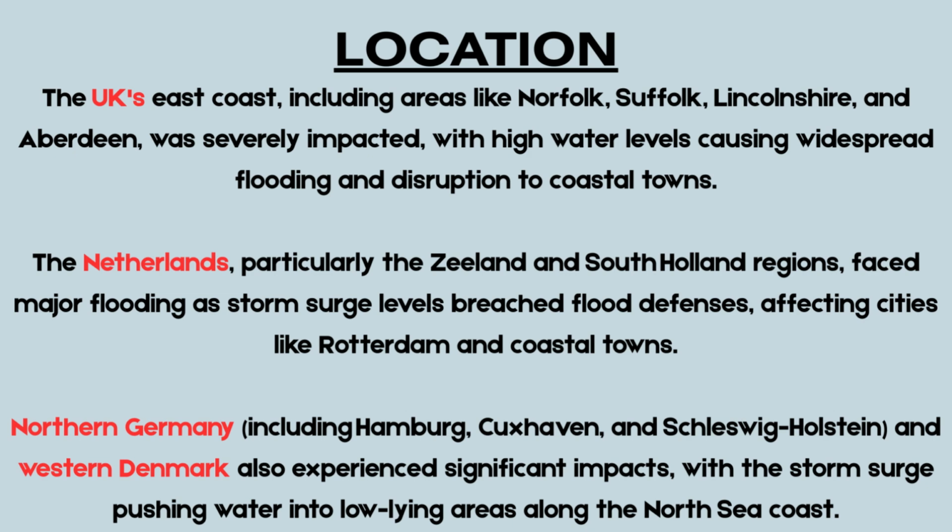The east coast of the UK, including areas like Norfolk, Suffolk, Lincolnshire, and Aberdeen, was hit hard, with high water levels causing widespread flooding and disrupting coastal towns. In the Netherlands, regions like Zeeland and South Holland saw major flooding as the storm surge overwhelmed flood defences, affecting cities such as Rotterdam and nearby coastal towns. Northern Germany, including places like Hamburg and Cuxhaven, along with western Denmark, also experienced significant impacts as the surge pushed water into low-lying areas along the North Sea coast.